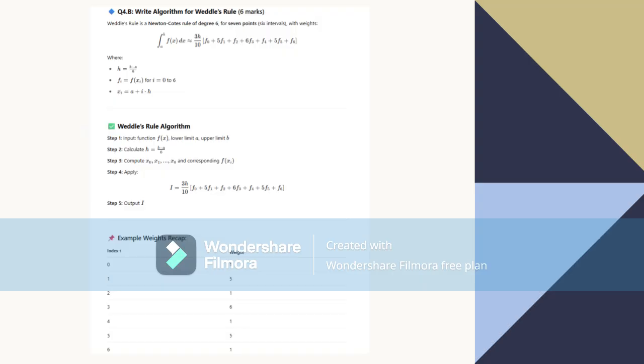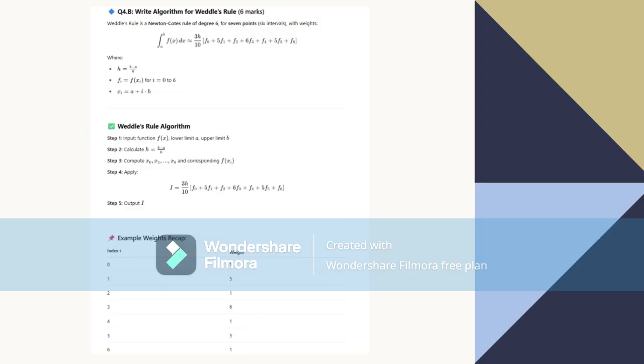Compute x0, x1 up to x6 and the corresponding f of xi. Apply I is equal to 3h by 10, times f0 plus 5 f1 plus f2 plus 6 f3 plus f4 plus 5 f5 plus f6, where the output is equal to I.